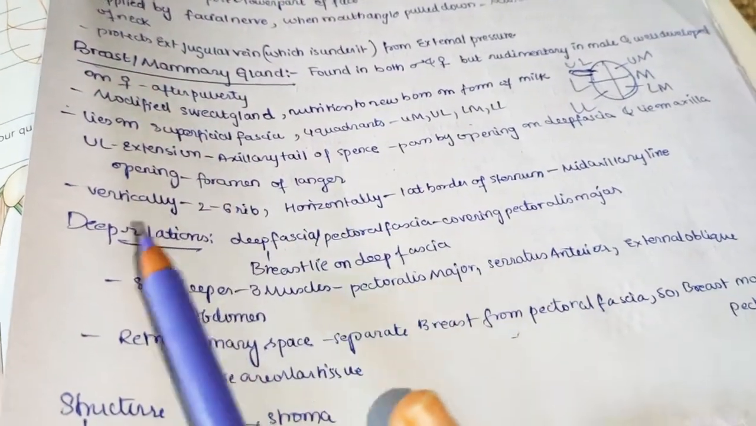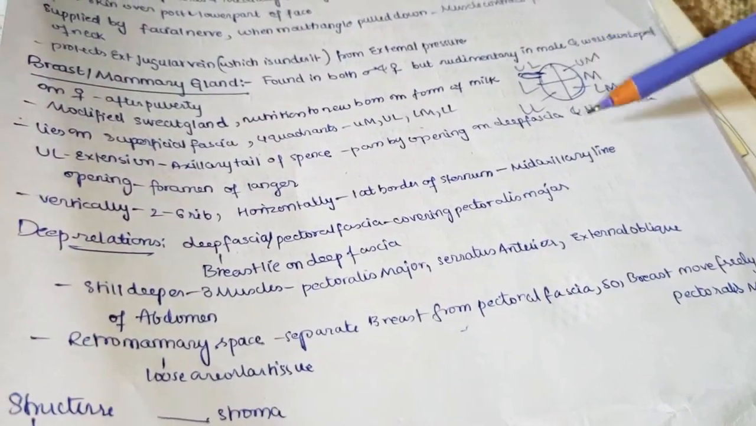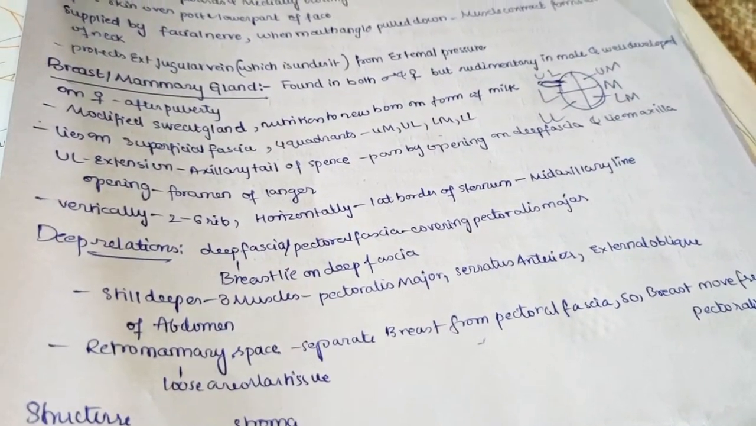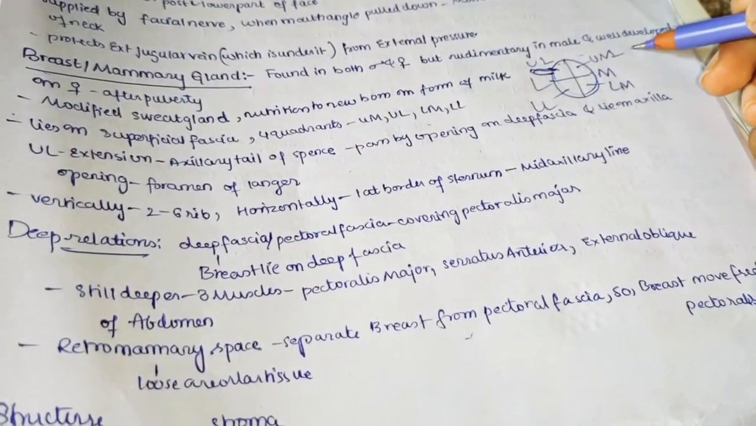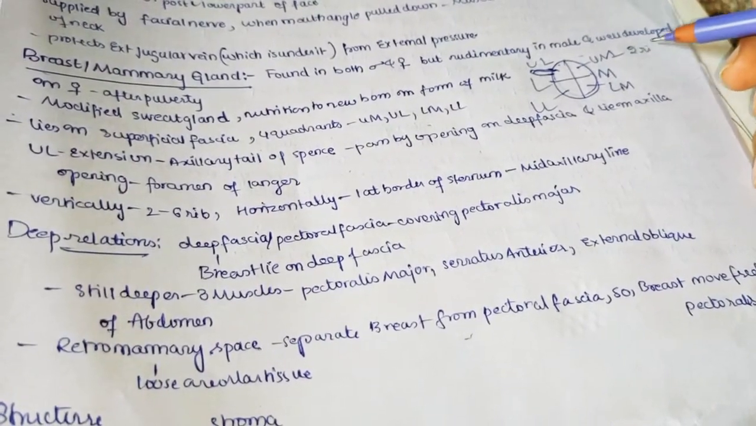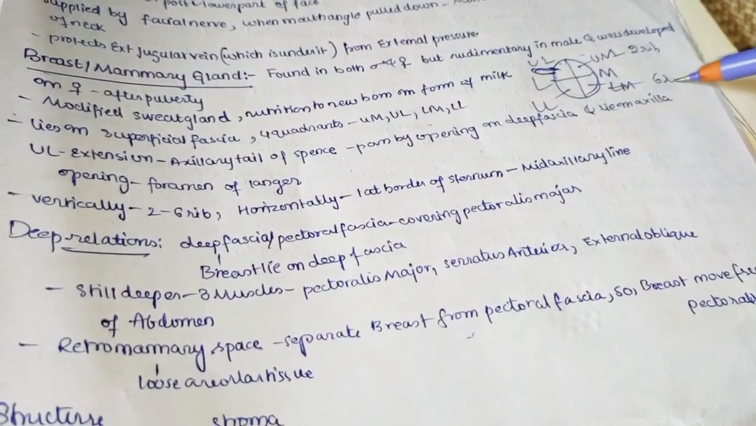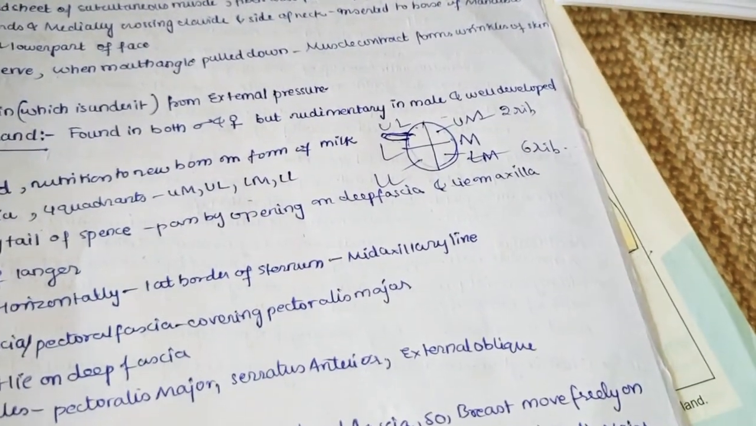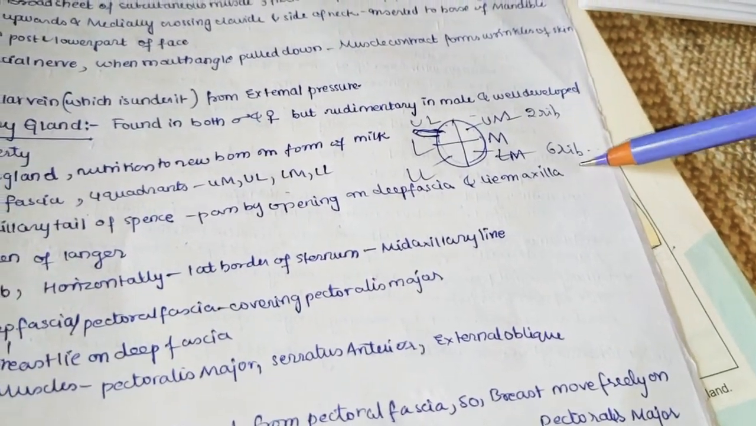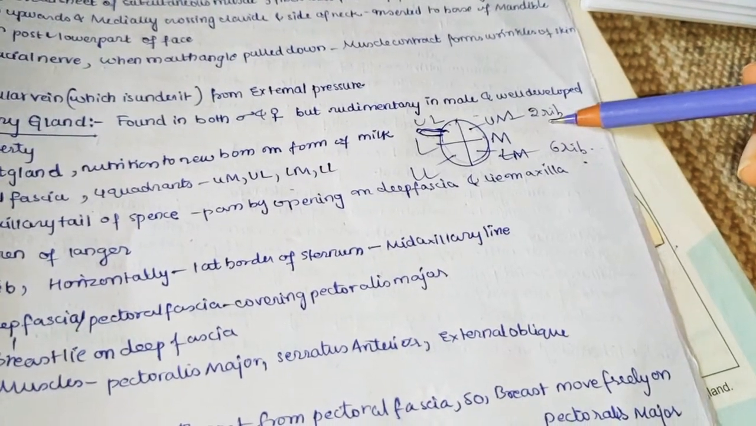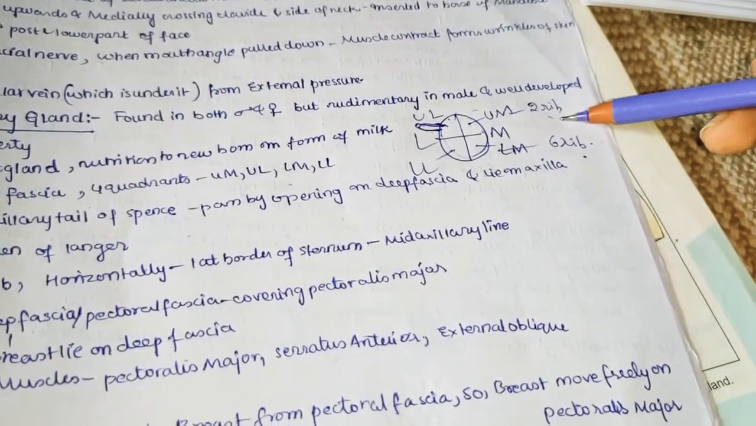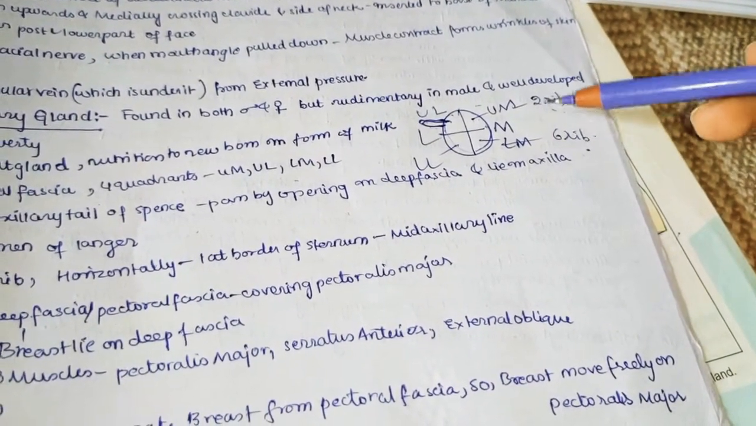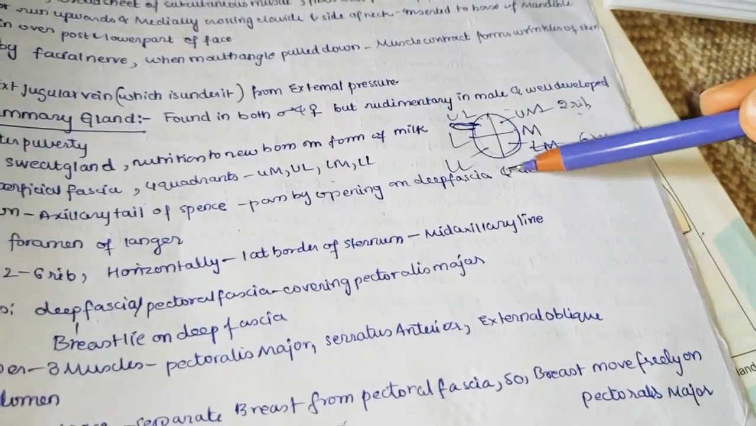Vertically, its position is from the second rib to the sixth rib. For example, here you have the second rib, and here you have the sixth rib. At the sixth rib there will be the xiphisternal joint, as I said in the thorax videos, and the second rib is at the sternal angle. So you can remember the mammary gland is arranged vertically from the sternal angle to the xiphisternal joint.